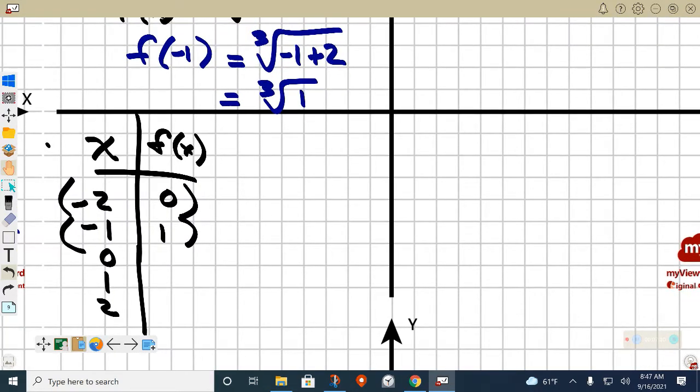0, 1.3. You sure? Yeah. I think Diaz is right. So 0 plus 2 is 2. Cube root of 2 is 1.3 to the nearest 10th. You could type that into a calculator if you want, but it's going to be 1.3. We're just rounding to the nearest 10th for now.